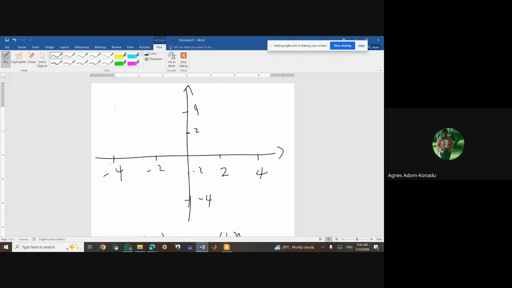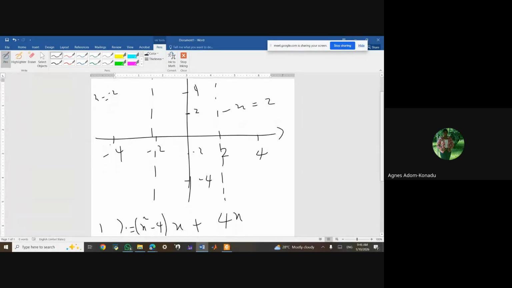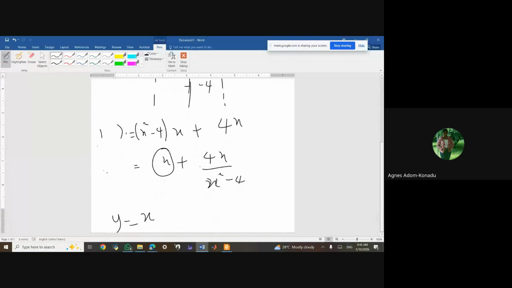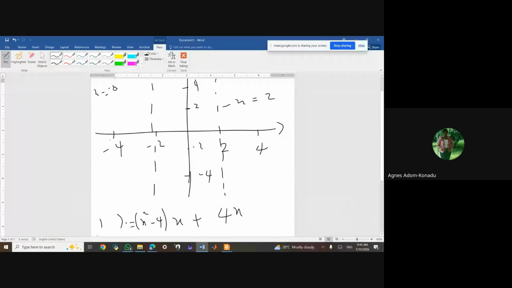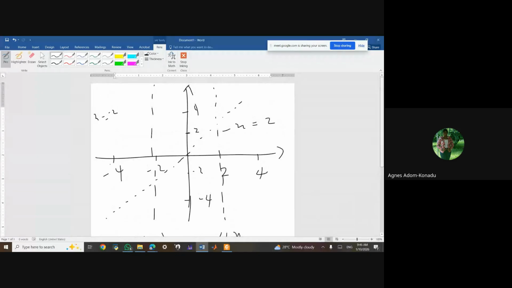Okay, so my vertical asymptotes are the lines x equal to 2 and x equal to minus 2. We realize that there are no horizontal asymptotes, but we have what we call an oblique asymptote, which is the line y equal to x. When you sketch, the line y equal to x is a straight line that passes through the origin, so you can just draw a thick line. That's my oblique asymptote.